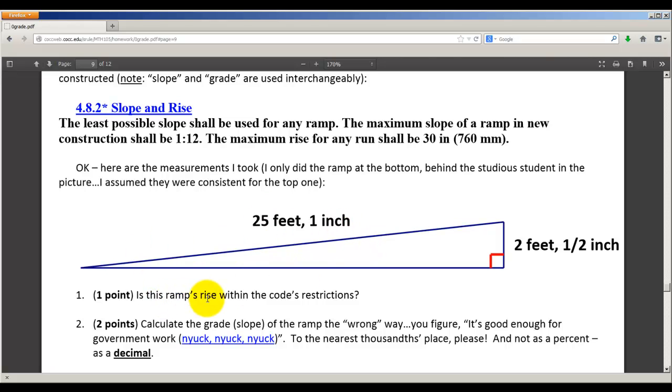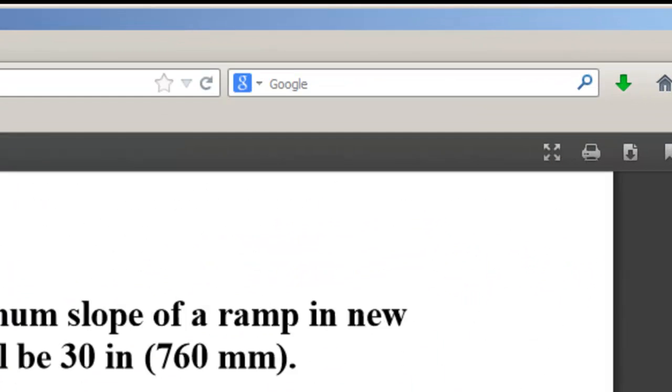So is the ramp's rise within the code? Maximum rise 30 inches. We are 24.5 inches. So yes, we are within code. Boom. Yes. Calculate the grade the wrong way. So the wrong way, as we discussed in class, is just taking the rise divided by the hypotenuse. We'll talk more about that momentarily.